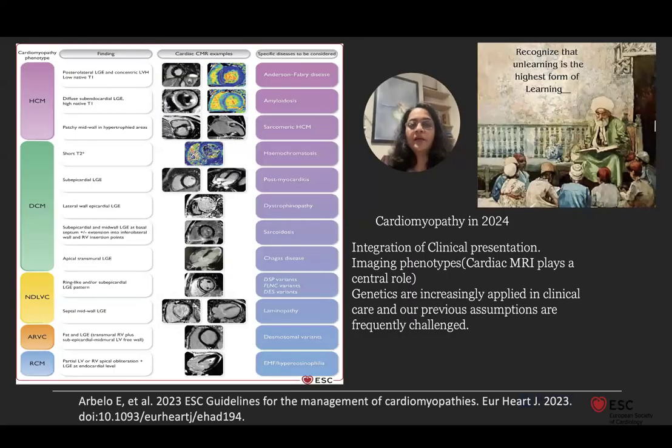The way we think about cardiomyopathies in 2024 has evolved substantially compared to the past. The 2023 ESC guidelines lay out an excellent framework on how we can incorporate advances in genetics and cardiac imaging into our diagnostic and management approaches of cardiomyopathy. Again, cardiac MRI plays a central role in defining the phenotypes of cardiomyopathies, guiding the next steps for management. Genetics are upending our previous assumptions in cardiomyopathies. We may have to unlearn a few things. As the great philosopher Rumi said, recognize that unlearning is the highest form of learning.